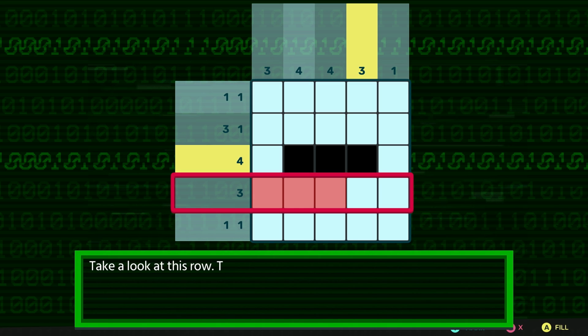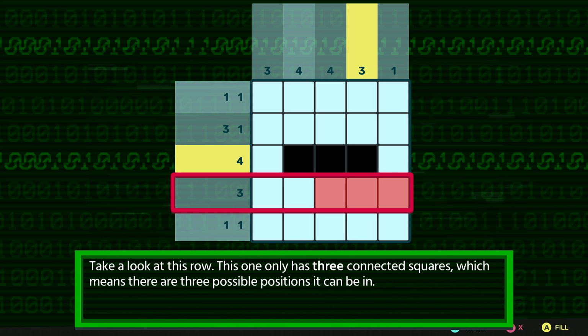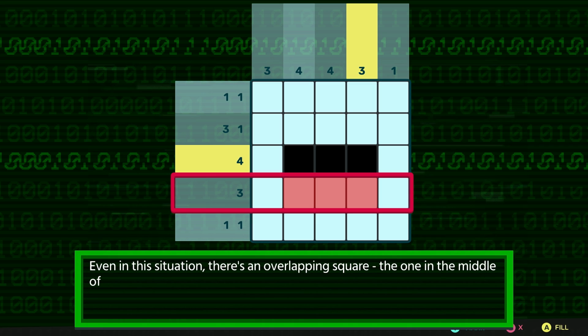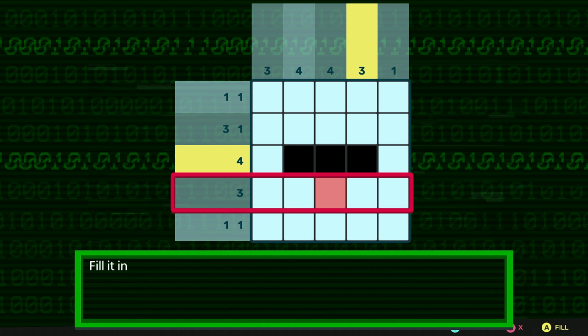Let's try a few more examples. Take a look at this row. This one only has 3 connected squares, which means there are 3 possible positions it can be in. Even in this situation, there's an overlapping square, the one in the middle of the row. Fill it in now.